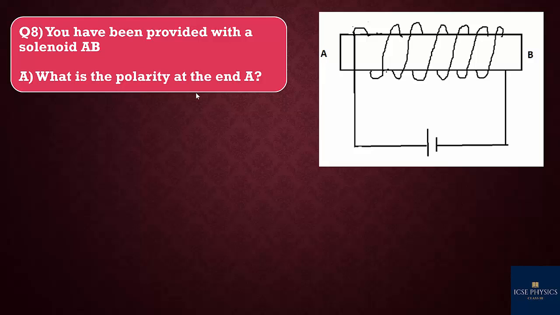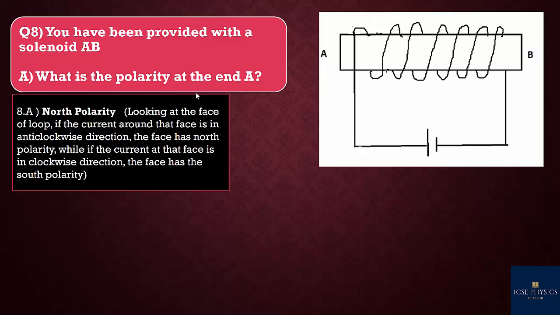Question number 8. You have been provided with a solenoid AB as shown in the figure. What is the polarity at the end A? Answer is north polarity. Looking at the face of the loop, if the current around that face is in the anti-clockwise direction, the face has north polarity. While if the current at the face is in the clockwise direction, the face has south polarity. I have explained this concept in my previous video on electromagnetism. Do check it out.